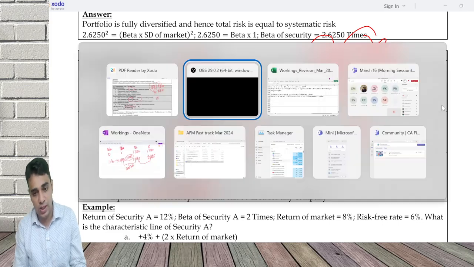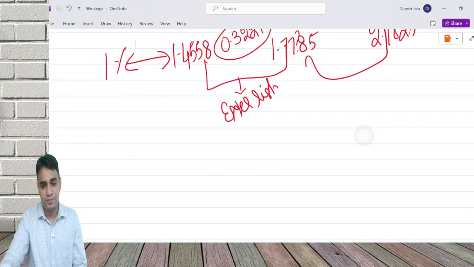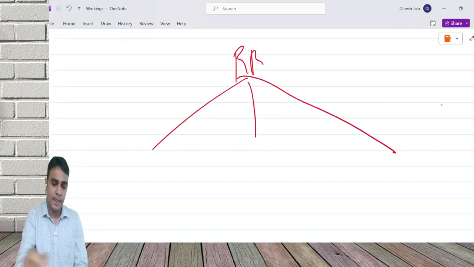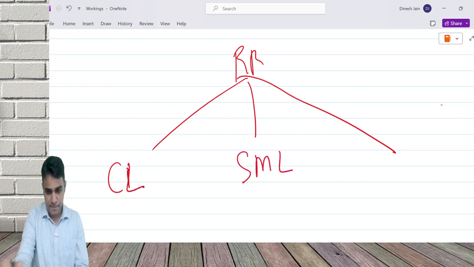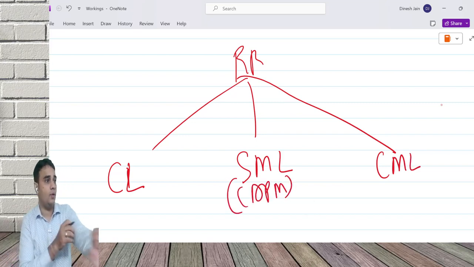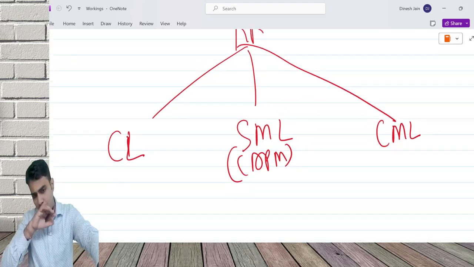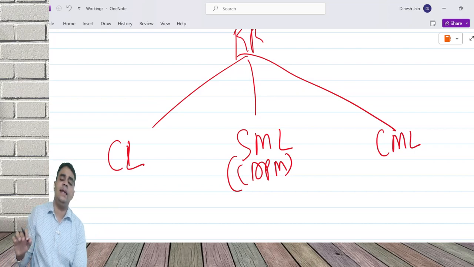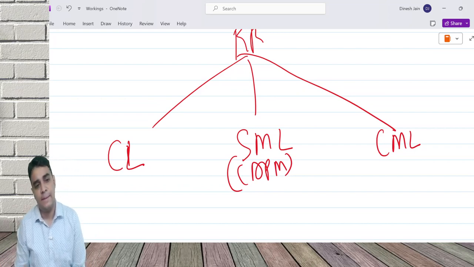Now go to the notes and just write this alone. Required return split into 3: characteristic line, SML, CML. Give the heading required return. I'm just telling what is required return: characteristic line, SML, CML.